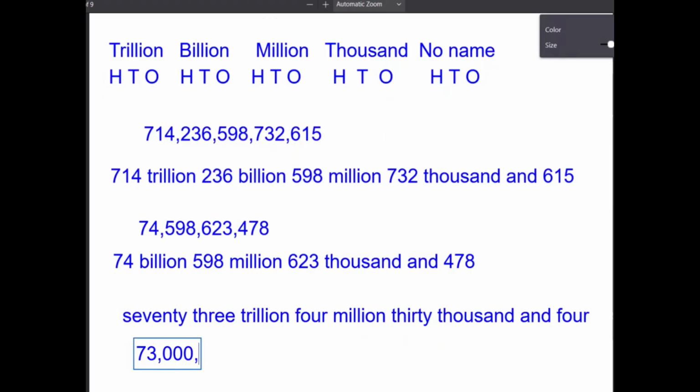Then we said 4 million. The millions are 4, which means no hundreds and no tens, it's just 4 million. They say 30,000. That means 0, 3, 0, because this group has 3 digits. If you don't have the hundreds, you put 0. Any digit you don't have, you put 0 for it. 30,000 and 4. Some people write the 4 like that, but no, with no hundreds and no tens, it is 0, 0, 4. So this number is 73 trillion, 4 million, 30,000 and 4.